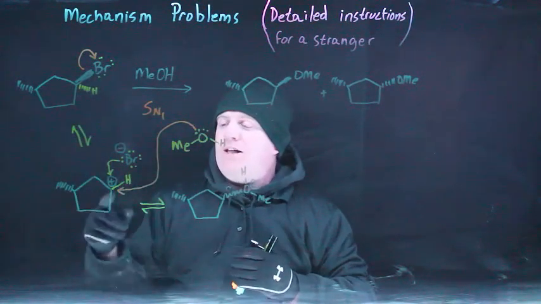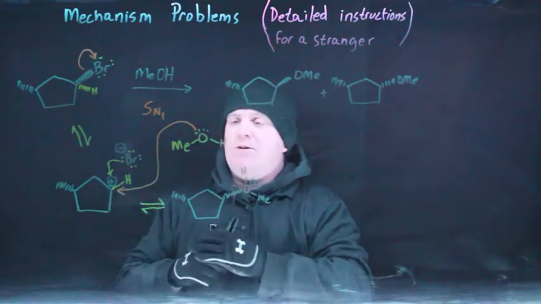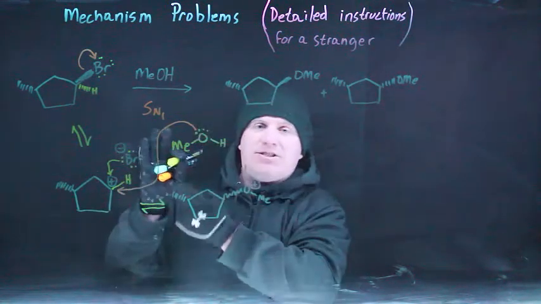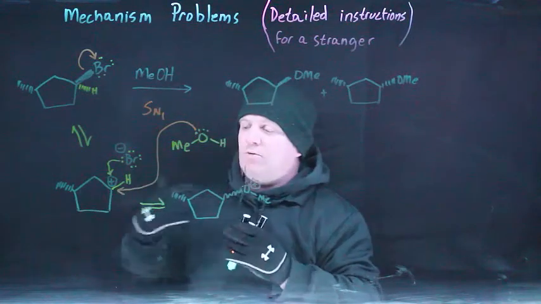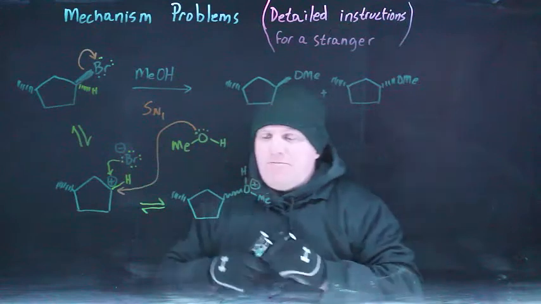But once the bromine has left, this becomes trigonal planar and sp2, which means it becomes totally flat, which means the methanol can now attack from either side, either towards the camera or towards me, and that will then lead to a 50-50 mixture of products at this stage.